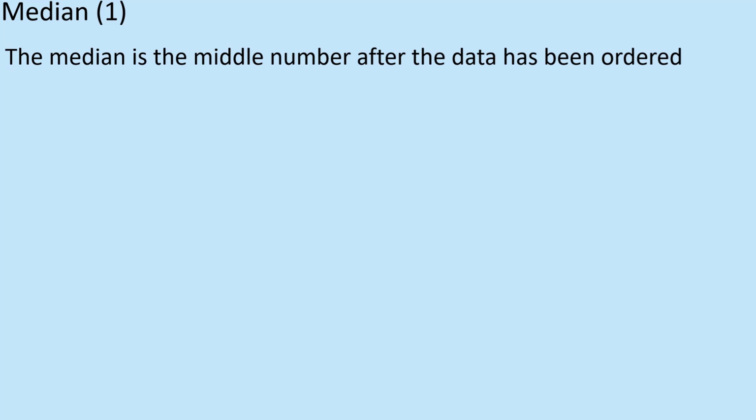So the median is the middle number when all the data has been put in order. That's the key concept of the median. All your numbers have to be in order, and of course it's the one that appears in the middle.